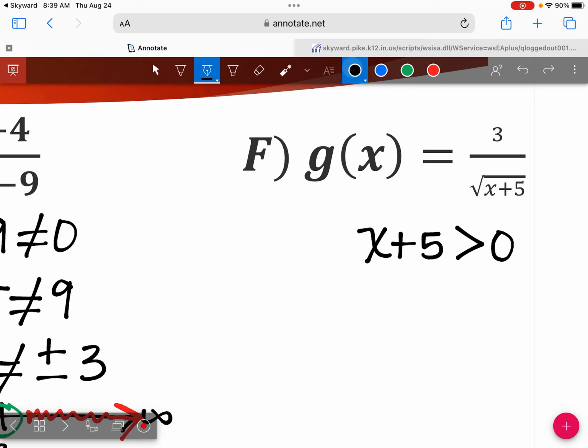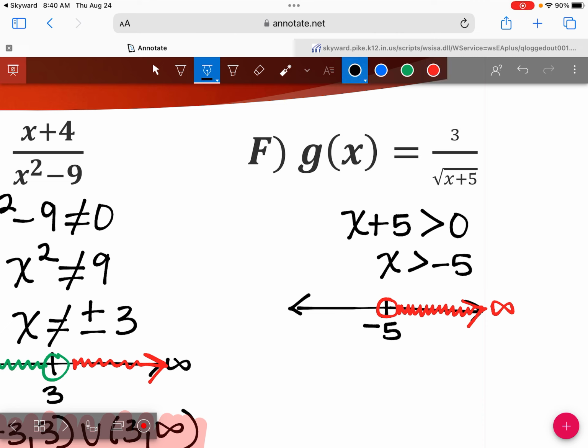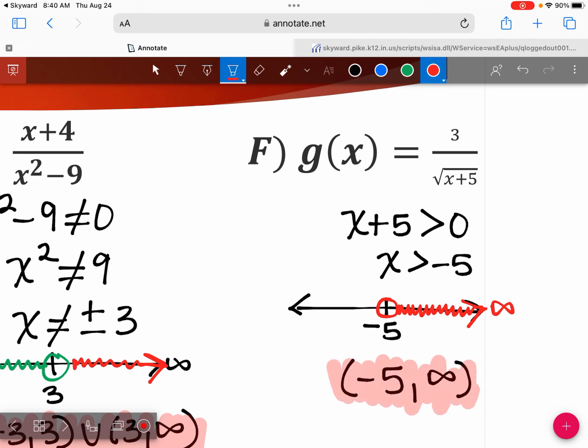So when we solve that, our inequality is x is greater than -5. Which again, if you put that on the number line, at -5 I have an open circle and it's greater than, so that means it's going towards positive infinity. So my interval would say -5 to infinity. And that is my domain.